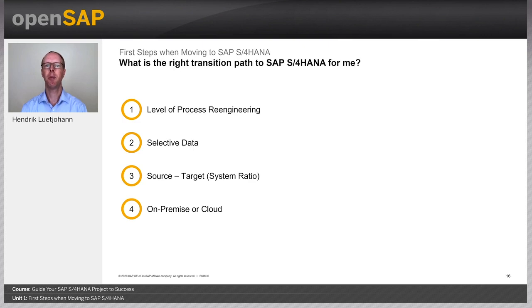Some customers may want to revisit the deployment model of the existing systems, for example, to move some systems or lines of business into the cloud. In some cases, customers may want to move capabilities back to on-premise. This area is represented by the dimension on-premise or cloud.